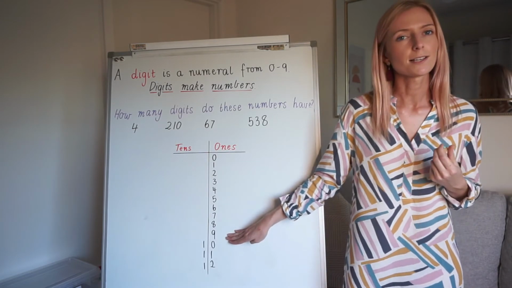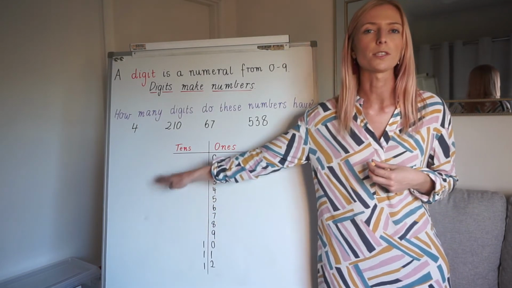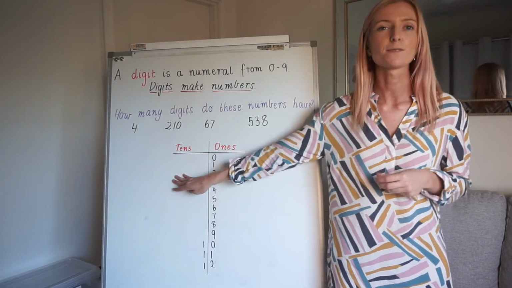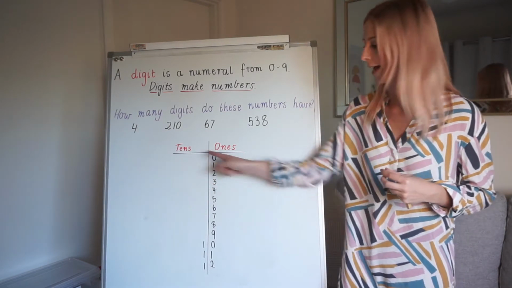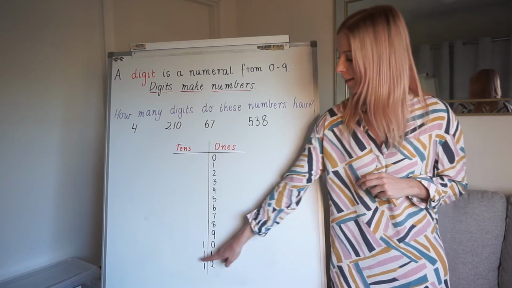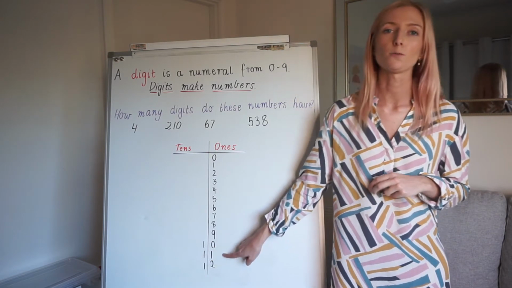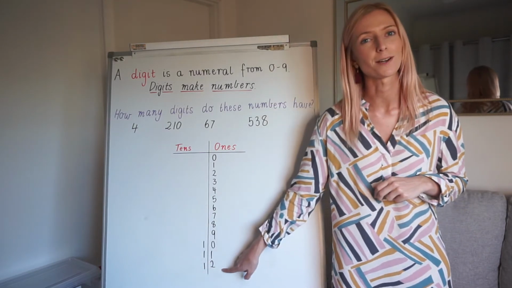However, you can see that when we get to the number 10, we have to move into the next column, which is called the tens column. This column is for our two-digit numbers. So, for example, the number 10 has 1 ten and no ones. The number 11 has 1 ten and 1 one. The number 12 has 1 ten and 2 ones.